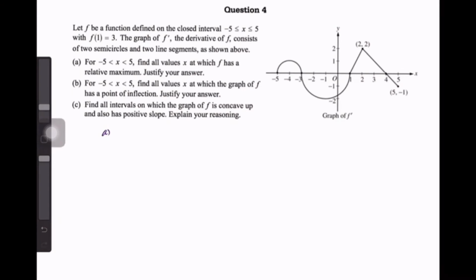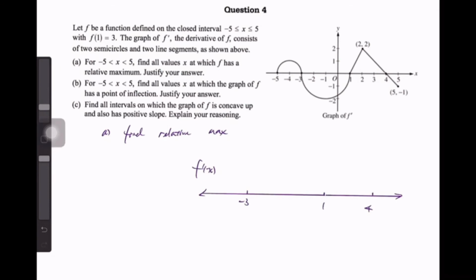Let's do a problem that involves a graph. Again, you can pause this video and try this problem on your own. For part A, we need to find the relative maximum for f of x. First, we could draw a number line of f prime of x to record where the graph of f prime of x is positive and where it is negative.